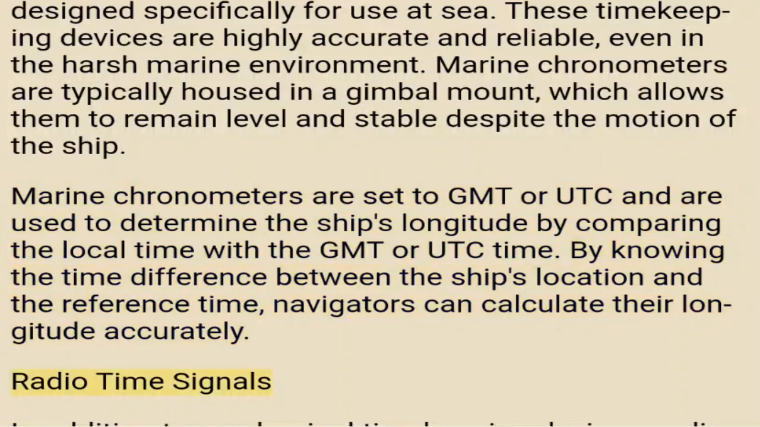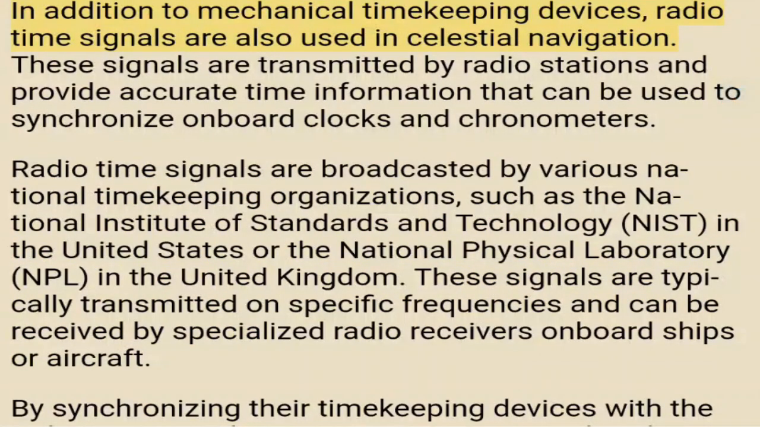Radio time signals. In addition to mechanical timekeeping devices, radio time signals are also used in celestial navigation. These signals are transmitted by radio stations and provide accurate time information that can be used to synchronize onboard clocks and chronometers. Radio time signals are broadcasted by various national timekeeping organizations, such as the National Institute of Standards and Technology (NIST) in the United States or the National Physical Laboratory (NPL) in the United Kingdom. These signals are typically transmitted on specific frequencies and can be received by specialized radio receivers onboard ships or aircraft.